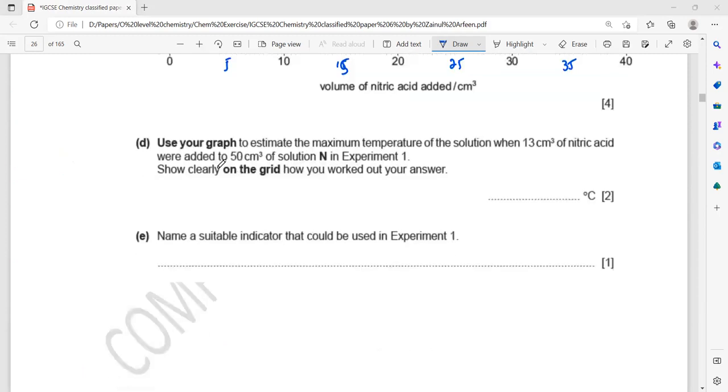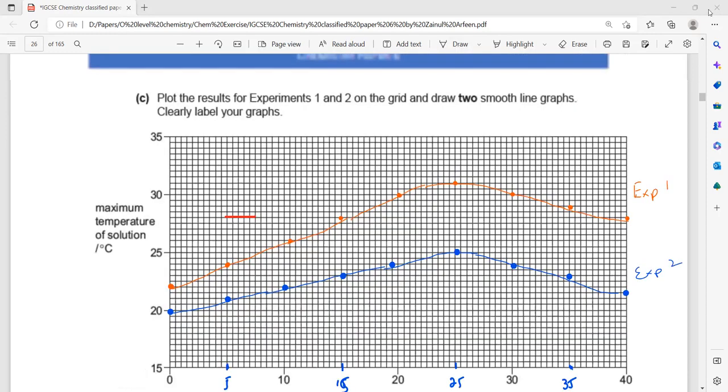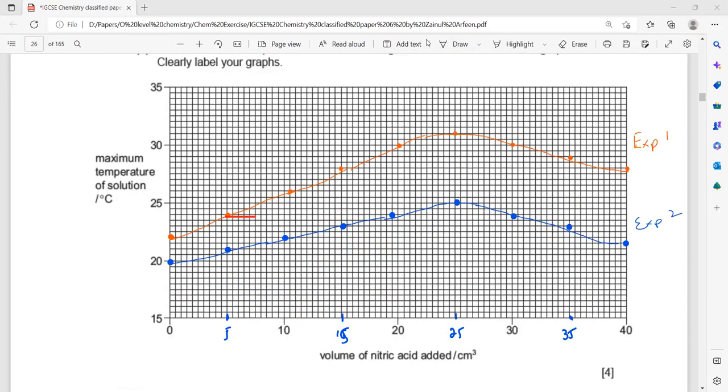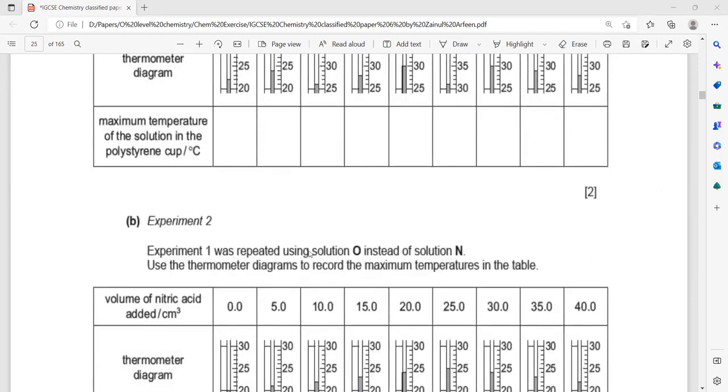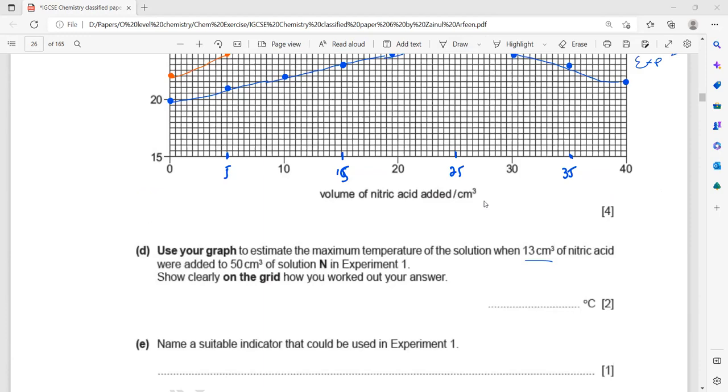The next part: use your graph to estimate the maximum temperature of a solution when 13 cm cube of nitric acid was added to 50 cm cube of solution N. This was solution N because in experiment 1 we were using solution N. In experiment 2 we were using solution O. As it is clearly mentioned here, experiment 1 was repeated using solution O instead of N. So experiment 1 was N and O is in the second experiment.